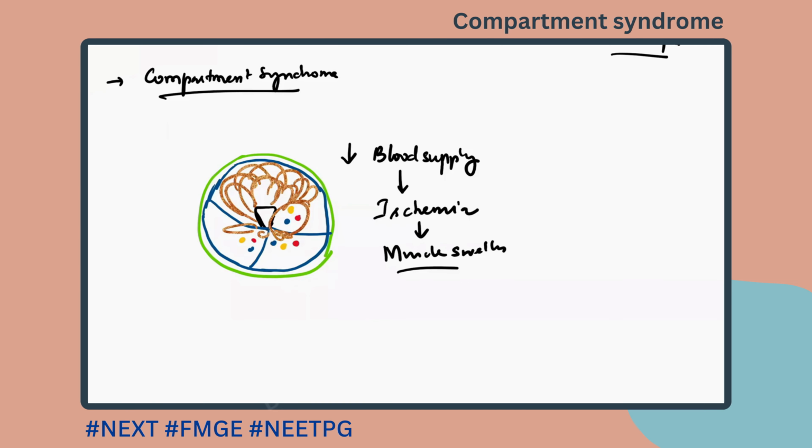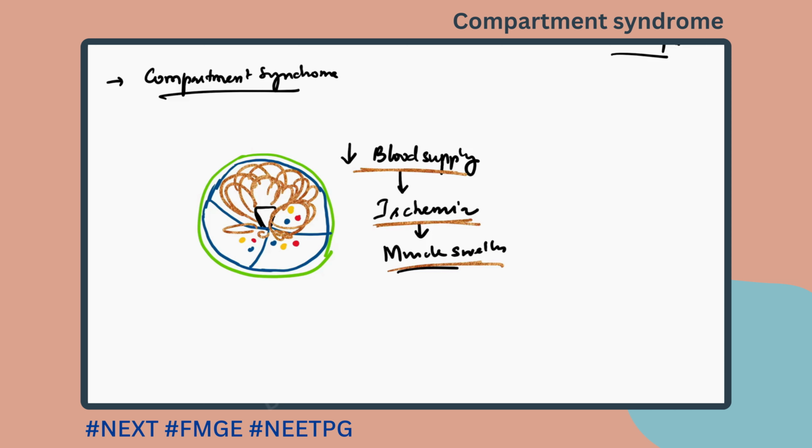Okay, see, whenever a fracture happens, the blood vessel can get compressed proximally. When the blood vessel gets compressed, blood supply decreases. Decreased blood supply is called ischemia. When the muscle goes into ischemia, it swells up. When it swells up, it compresses the capillaries, the blood vessels, and the nerve within the compartment, resulting in a syndrome called compartment syndrome.